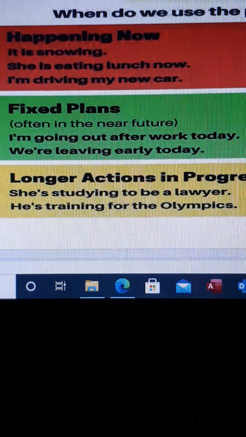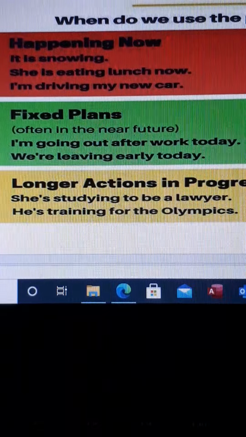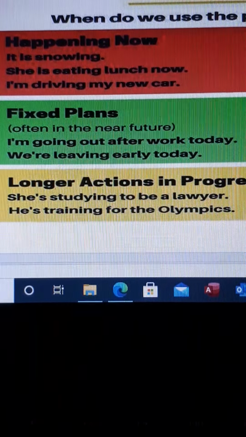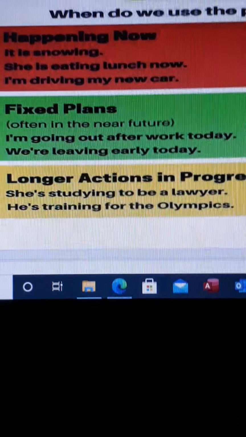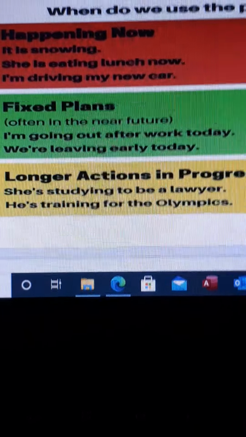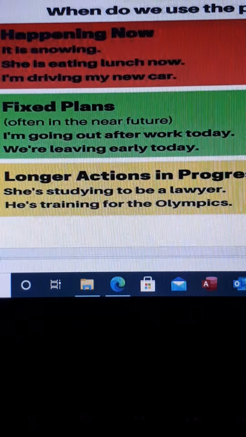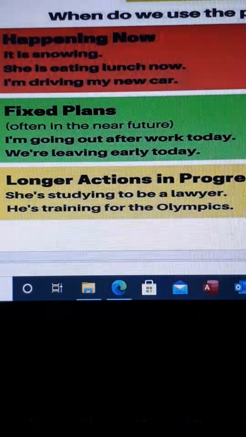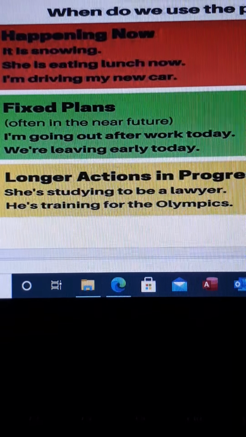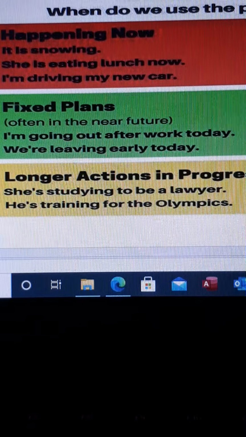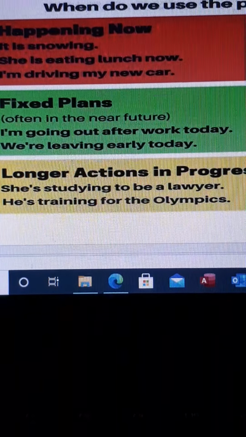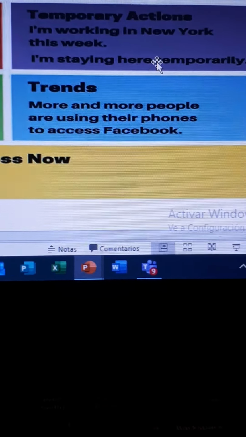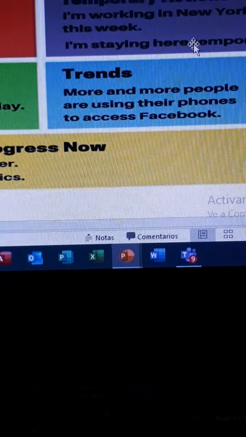Also, to work for a fixed plan. What's that? It means that when you have something already planned, for example, you have already planned that you're going to see a movie on Netflix this Saturday, or maybe at night you're going to eat pizza. So when you have something planned in the near future, I'm going out after work today, we're leaving early today.